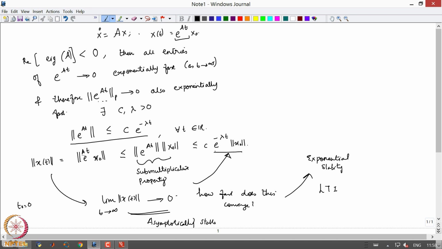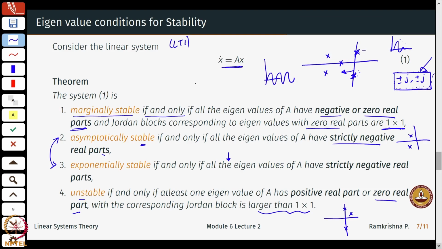So, what we showed here is the following: asymptotic stability would mean that all eigenvalues of A have strictly negative real parts. Not only that, whenever A has eigenvalues which are strictly negative in their real part, this also means that the system is naturally exponentially stable. So, that is the little proof of the equivalence between asymptotic stability and exponential stability for LTI systems.